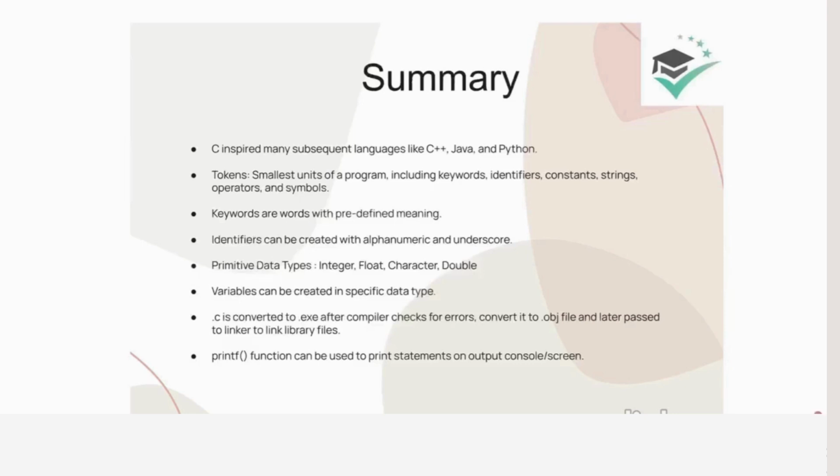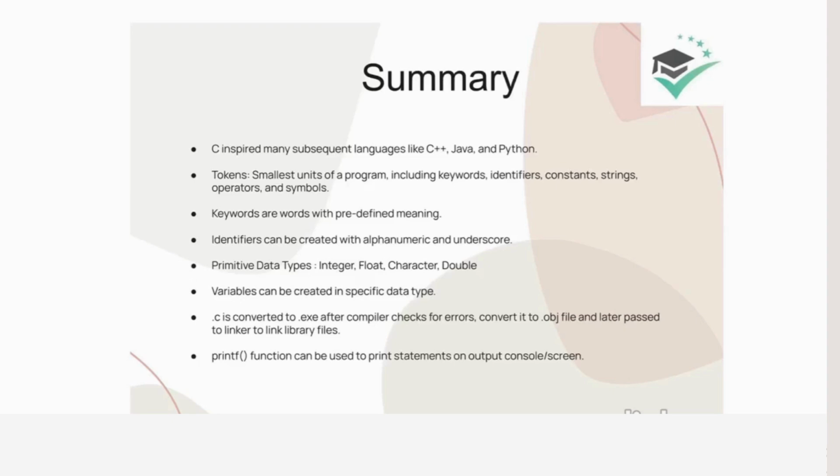So let us summarize what we have learned so far in this session. C has inspired many subsequent object-oriented programming languages like C++, Java and Python. Tokens are considered the smallest unit of programs, which includes keywords, identifiers, constants, strings, operators, symbols and so on. We shall learn them further in the next lecture. Keywords are words with predefined meaning, means they have special meaning and you cannot use them as identifiers. Identifiers can be created with alphanumeric or an underscore combination.